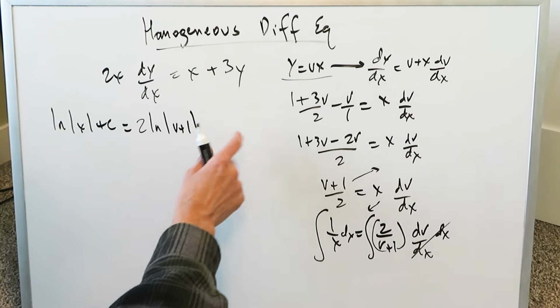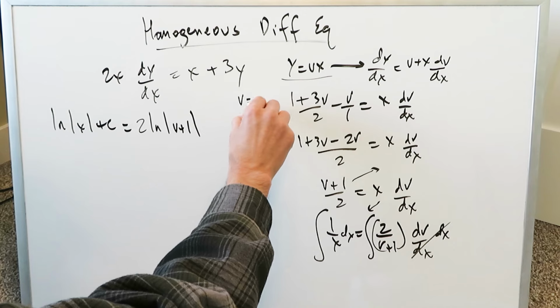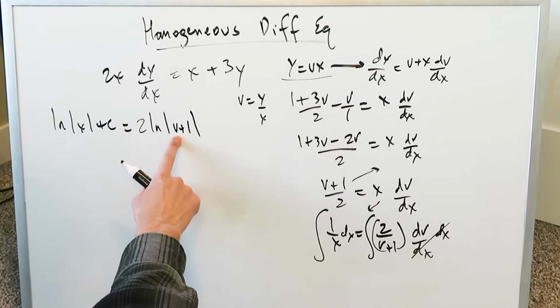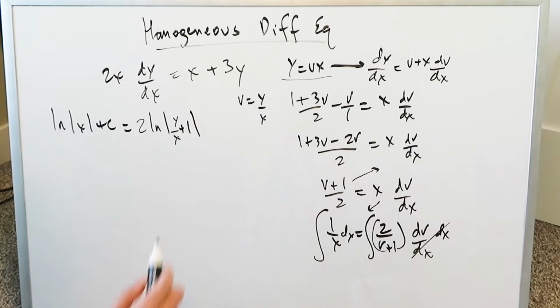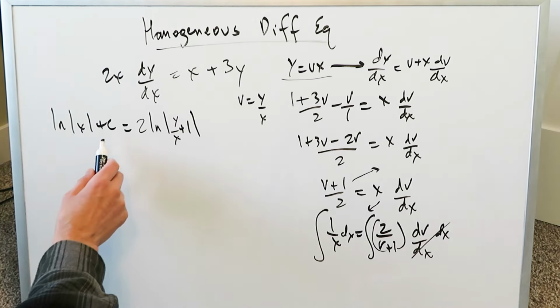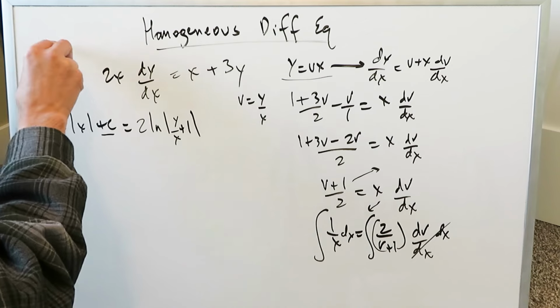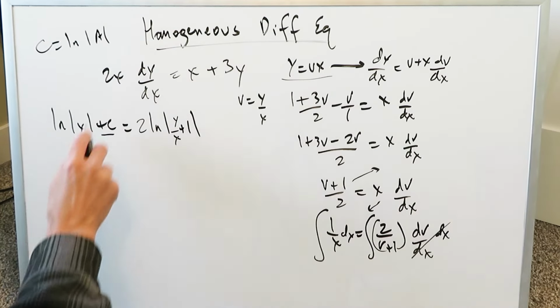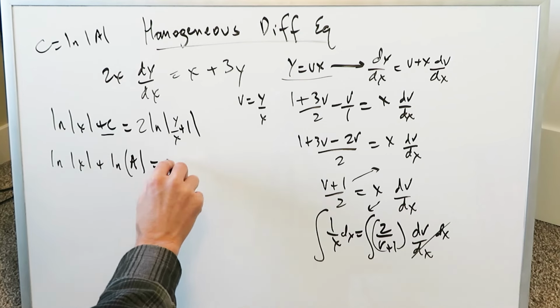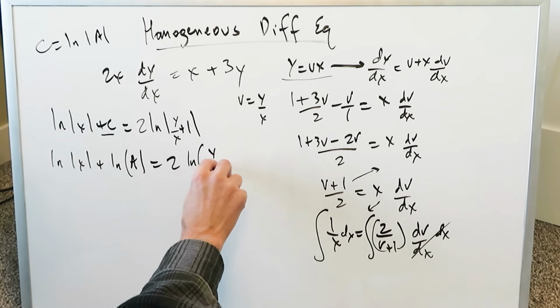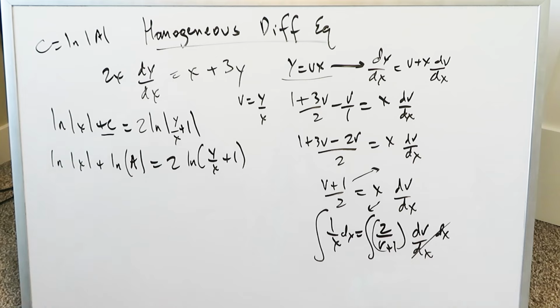But what is v? If y is equal to vx, v is equal to y over x. And you can bring that right over here. You'll have y over x plus 1. You can do a good substitution here for c. If c were equal to natural log a, you can do natural log x plus natural log a is equal to 2 natural log y over x plus 1. You can do all of that.